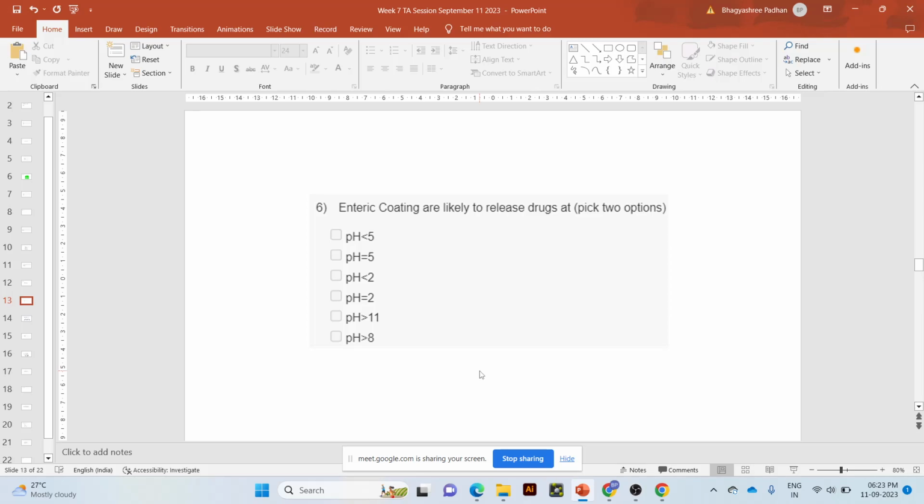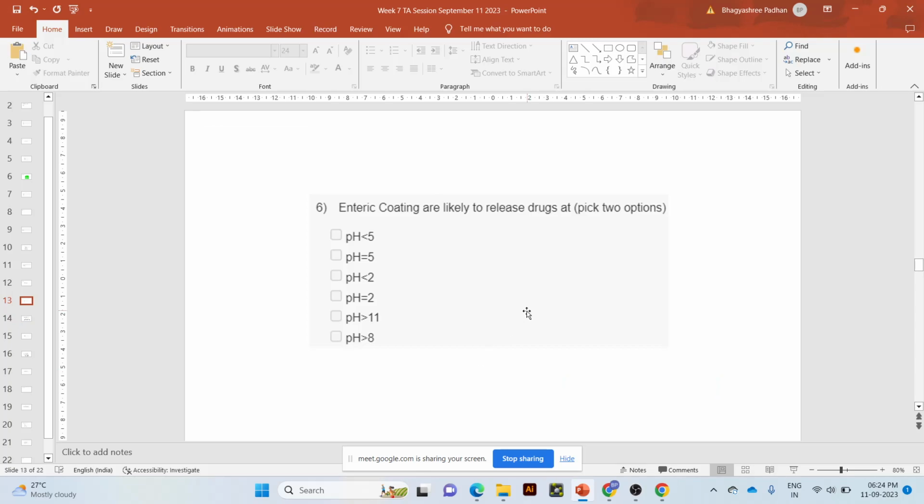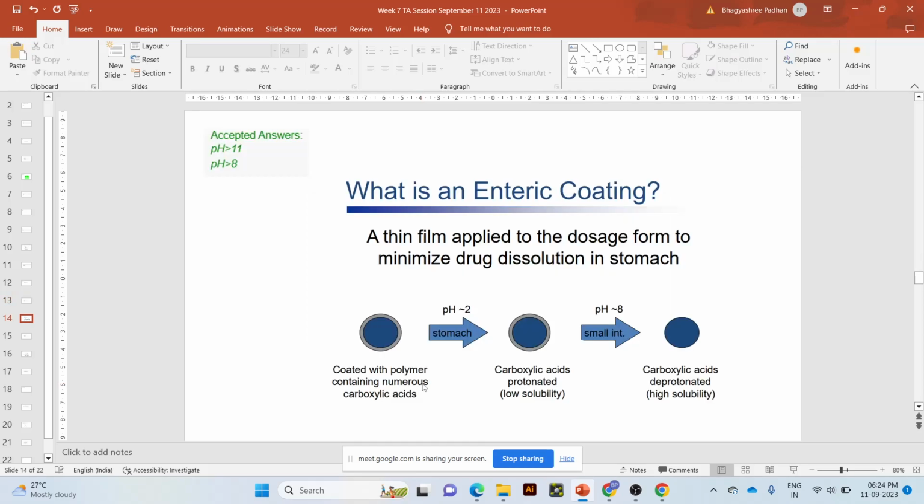Enteric coating are likely to release drugs at which two pH? pH less than 5, pH less than equal to 5, pH equal to 5, pH less than 2, equal to 2, pH greater than 11, pH greater than 8. So enteric coating is basically a coating of the drug that dissolves in alkaline pH, mainly small intestine, and it won't dissolve in low pH or acidic pH. So here the only options that are alkaline are pH greater than 8 and 11. So these two options will be the correct answer.